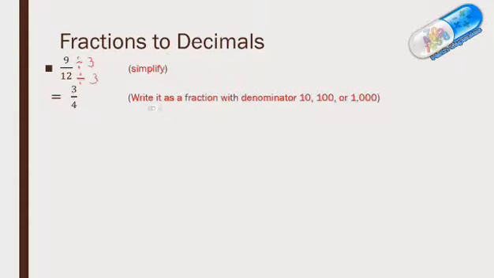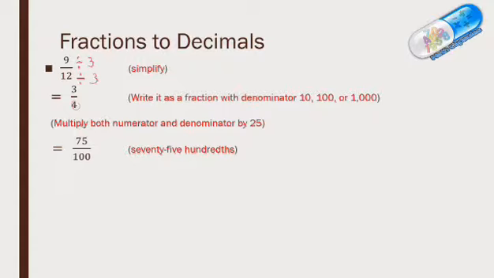After this, we have to write the fraction with denominator either 10 or 100 or 1000. In our case here, the 4 can be 10 or 100 or 1000. 4 cannot be 10. We cannot multiply 4 by a number to get 10 directly, but we can multiply 4 by a number to get 100. So we multiply both numerator and denominator by 25, because 4 times 25 is 100.